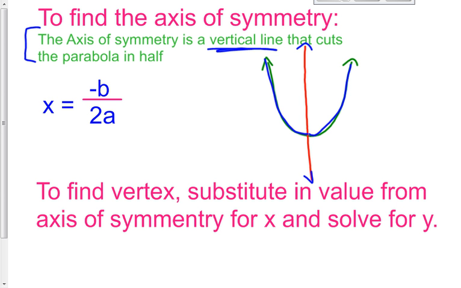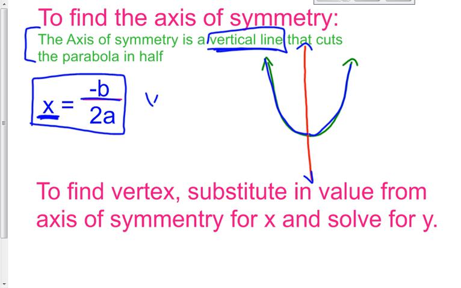You find this by saying it's negative b over 2a. We're going to have some more experience with that as we get to our example problems, but to find the axis of symmetry, it's an x equals line, so that's why you see x equals. X equals is a vertical line, and you find that vertical line by putting in negative b over 2a.